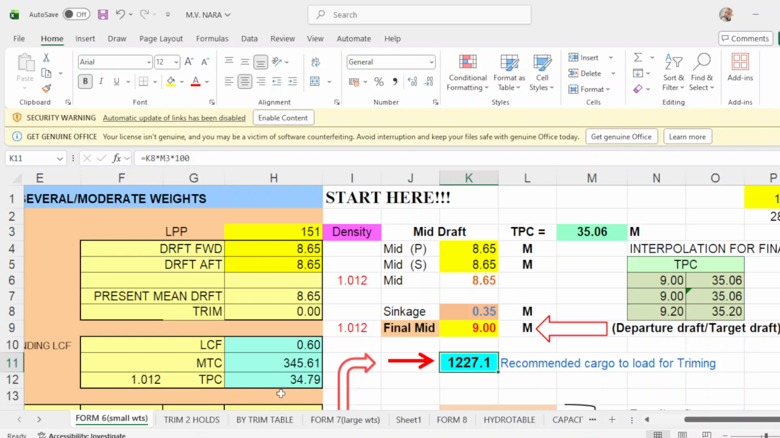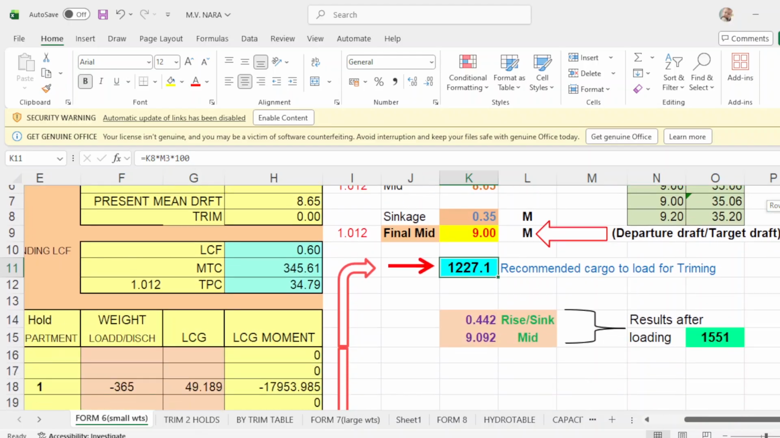Your TPC is only 3479. From this one onward, you will use your TPC of 3506, which is this one. You cannot use this TPC all throughout until final draft. Okay. I'll prove it to you why this is correct. Assuming that this is the recommended cargo to load as recommended by this program, by the formula sinkage times TPC times 100.